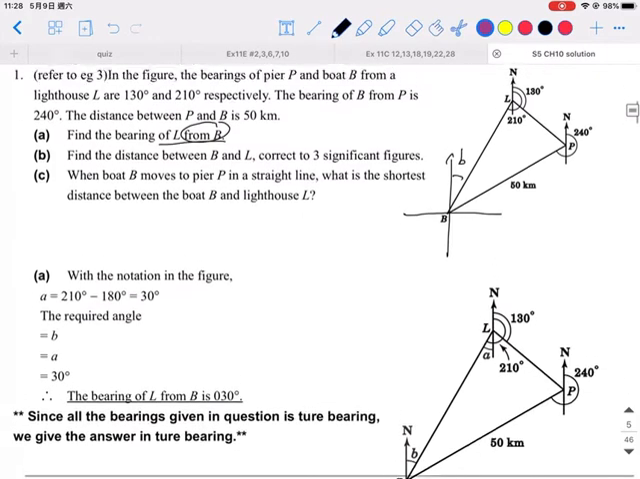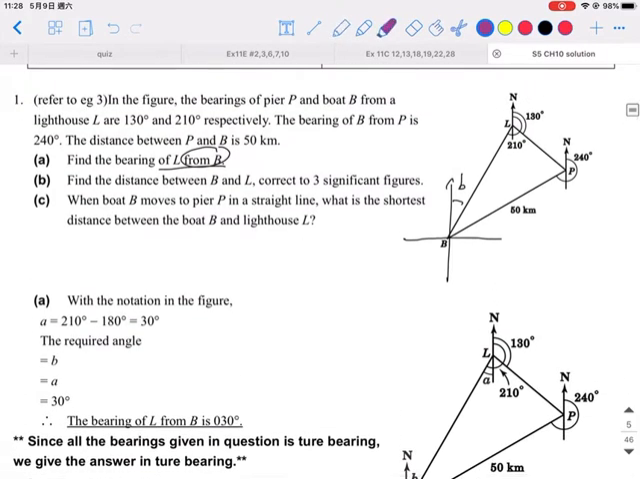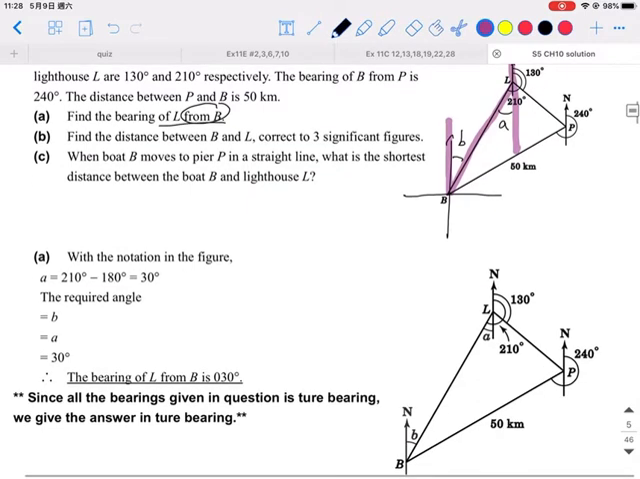First of all, if I want to find B, we will have two parallel lines. This one I find, let's say A. So A is equal to B because of the alternate angles. How can I find A? It is easy, because the first bearing is 210, and then you can minus 180 degrees. So you can find A, this first part.